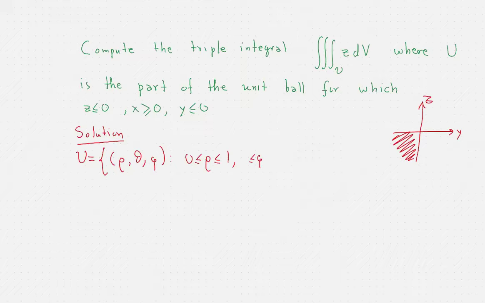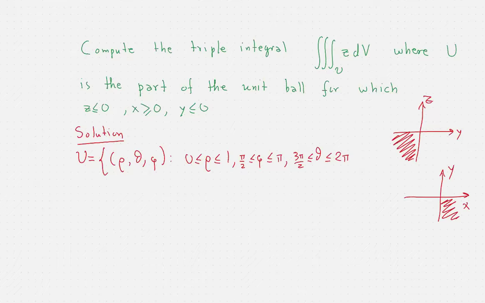And finally, for theta, if we draw the xy plane, then we see that we are in this territory right here, which means that theta will be between 3 pi over 2 and 2 pi. We could also put negative pi over 2 and 0. It's pretty much the same thing. So now that we have the domain, we should be able to do everything else in a straightforward way.